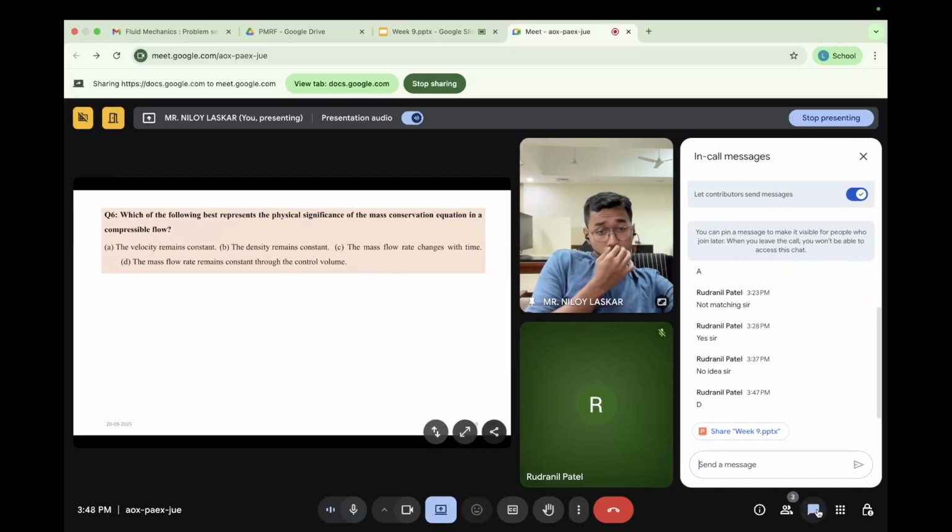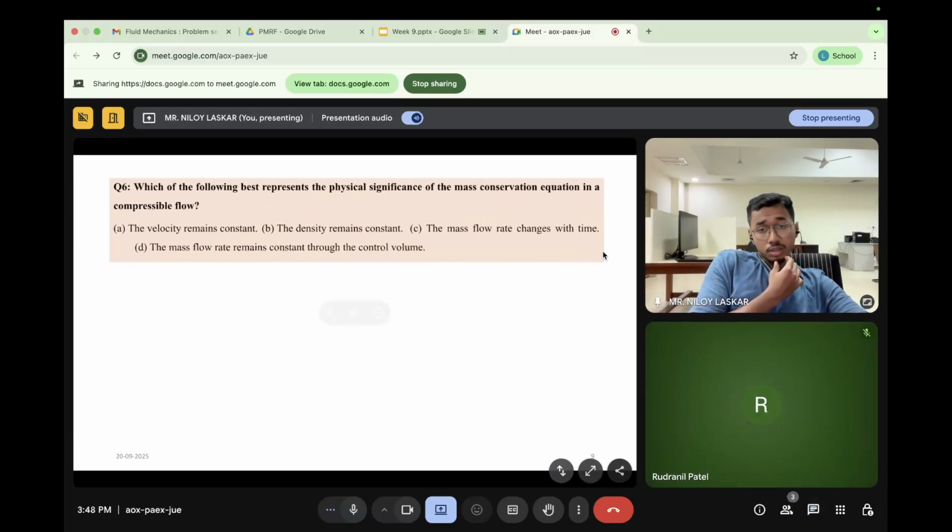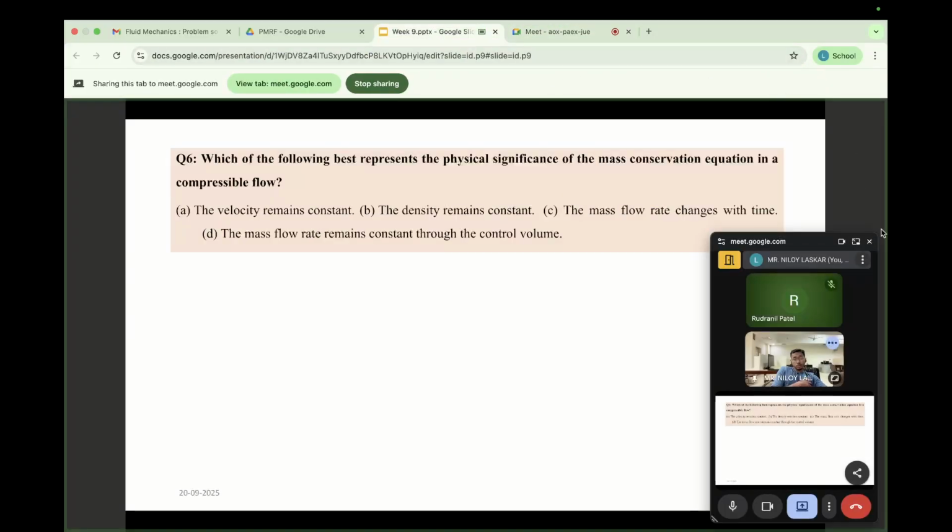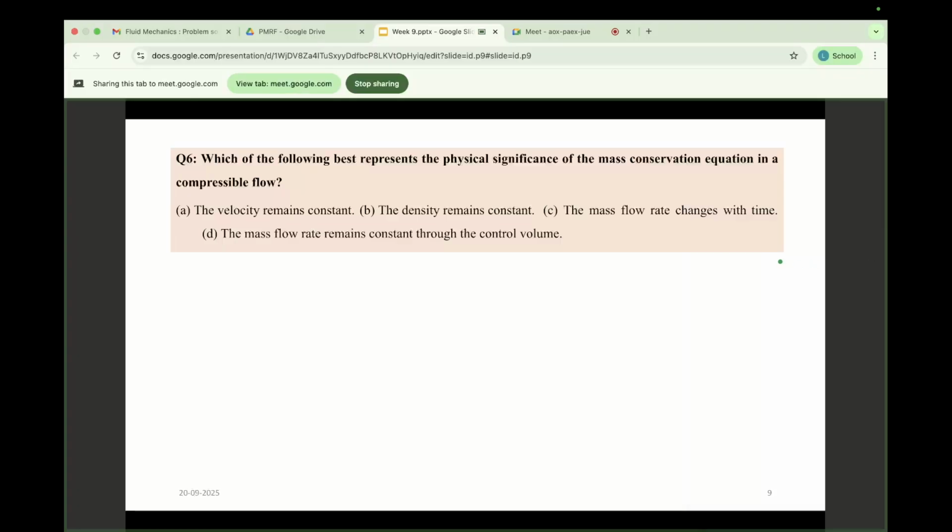So Rohit has answered option D. Okay, so let us check this one. I am explaining this in a little more detail for you. Basically, if I talk about this continuity equation, what it states, I can write.